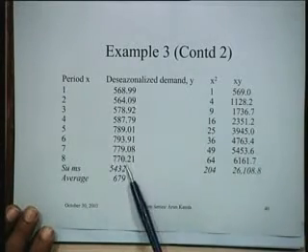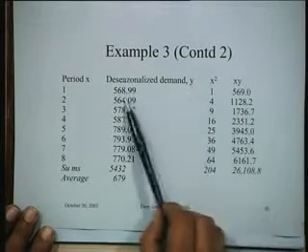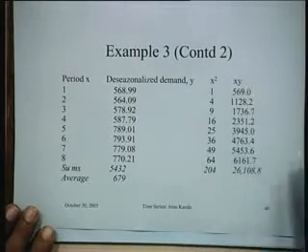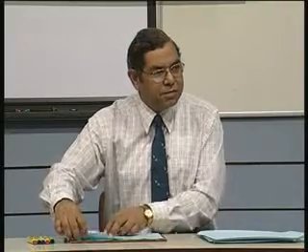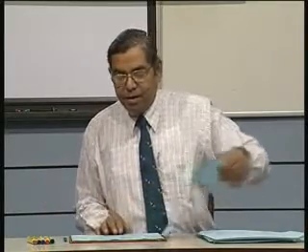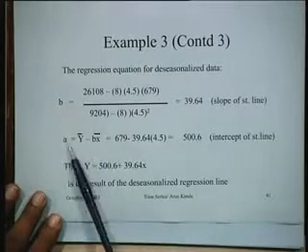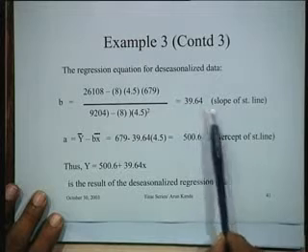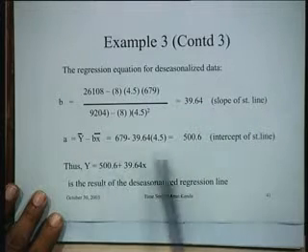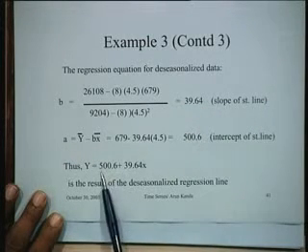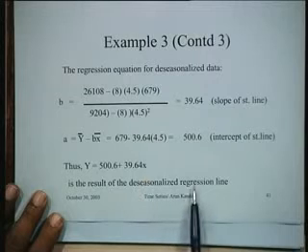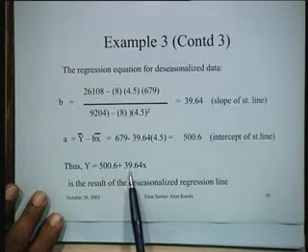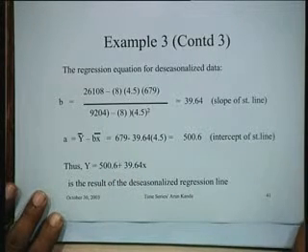This is the deseasonalized demand, sums, averages, y. This is the y. This is x square, xy, and so on. And you follow the routine procedure of fitting a straight line, and ultimately for this straight line you get the two coefficients a and b. The values are: b is 39.64, which is the slope of the straight line, and a is 500.6. So this is the equation of the deseasonalized regression line, 500.6 plus 39.64 times the period. That's what you will do.